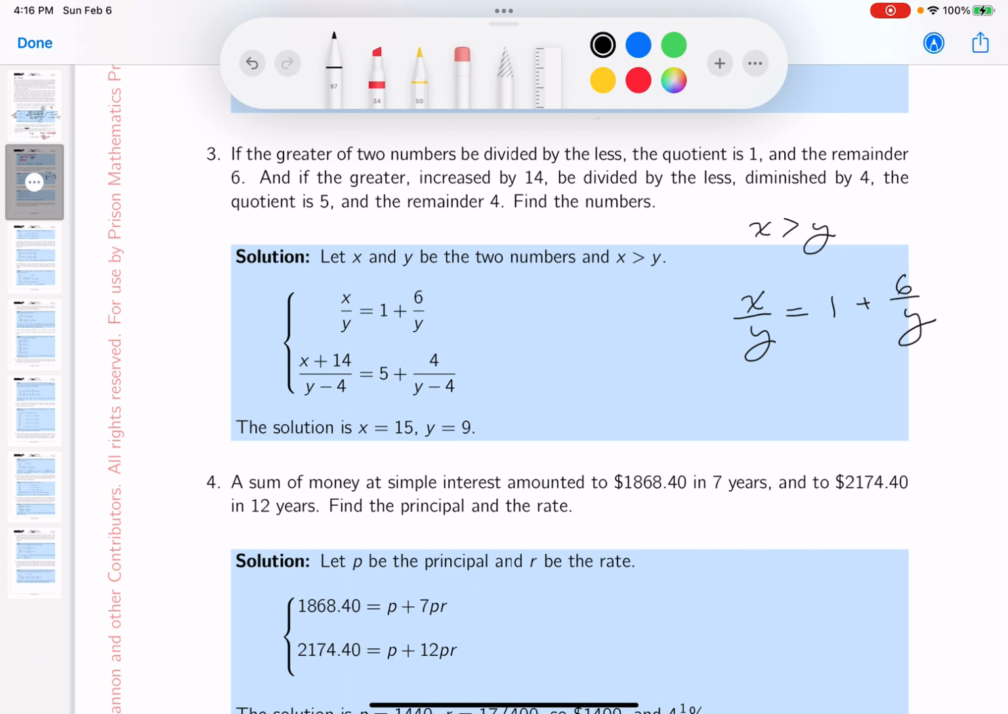And they say, if the greater increased by 14, well, the greater is x, so x plus 14, be divided by the less diminished by 4. Well, the lesser number is y, but I'm diminishing it by 4. They go on to say the quotient would be 5, and the remainder would be 4.